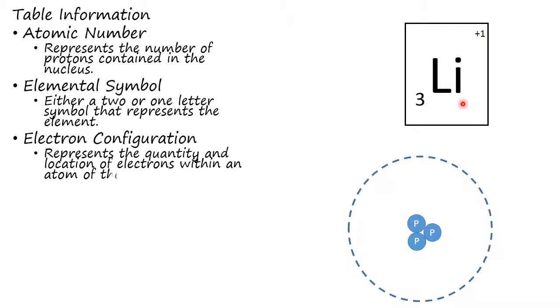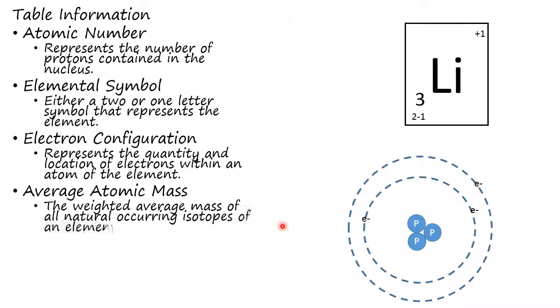The next is the electron configuration, and this represents the quantity and location of electrons within an atom of an element. So the electron configuration of lithium is 2-1, and what this is telling us is that in the first energy level there are 2 electrons, and then in the second energy level there is 1 electron. And since the second energy level for lithium is the outermost energy level, this electron is called the valence electron. So lithium has 1 valence electron and then 2 electrons contained within the first energy level.